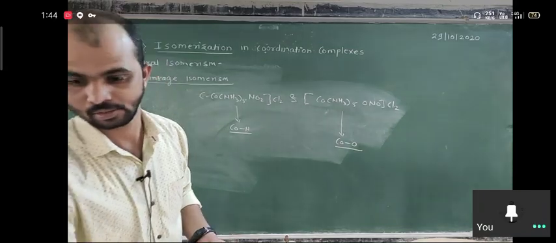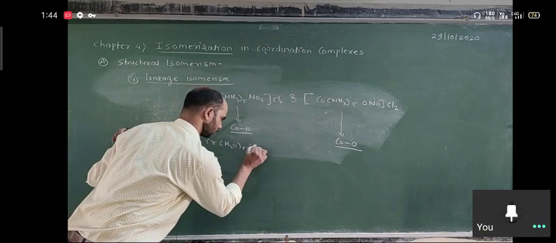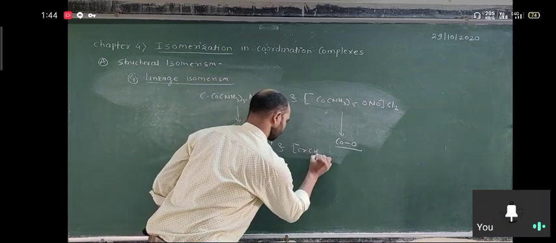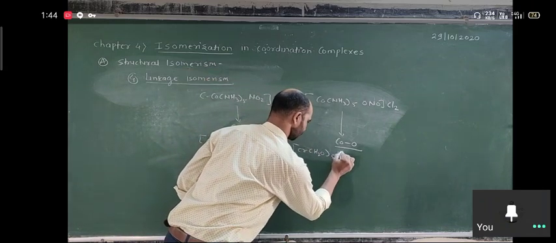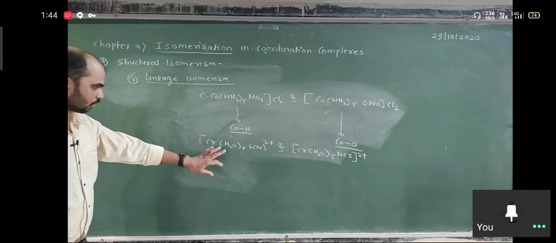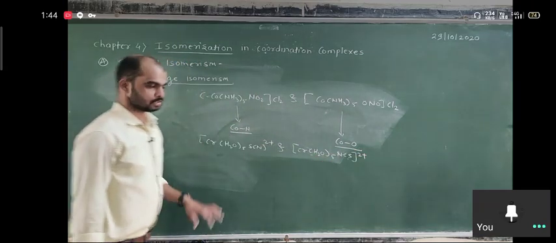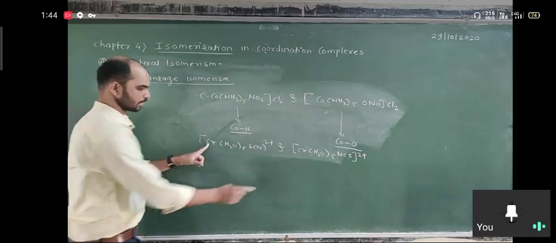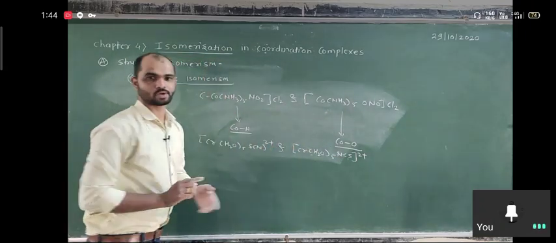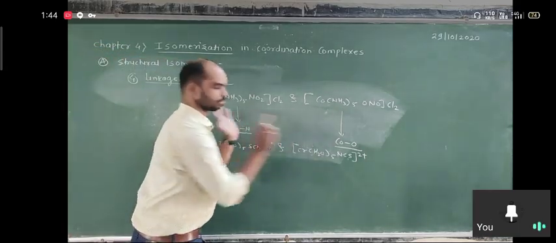Another example is [Cr(H2O)5(SCN)]2+ and [Cr(H2O)5(NCS)]2+. What is the difference? Both have the same molecular formula: Cr, 5 H2O, SCN, SCN. Don't think about the oxidation state. Both have the same molecular formula.